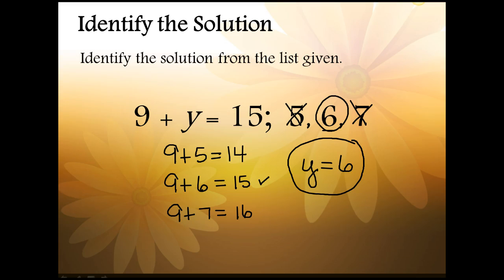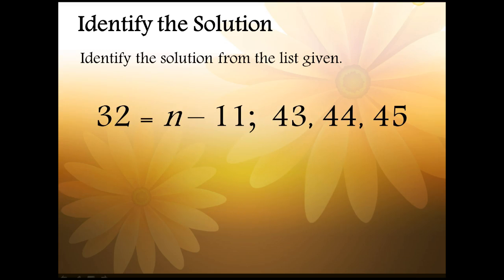Let's try another example. Let's identify the solution for 32 equals n minus 11. Again, we can plug in each value and test it, or you can use your mental math strategies. The solution is 43. 43 minus 11 does equal 32. 44 and 45 are not solutions.